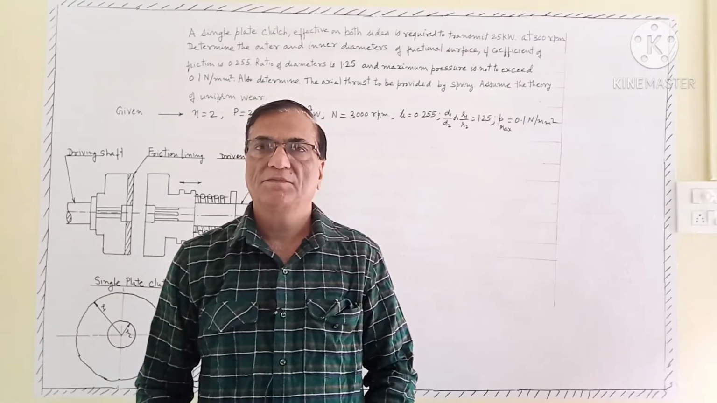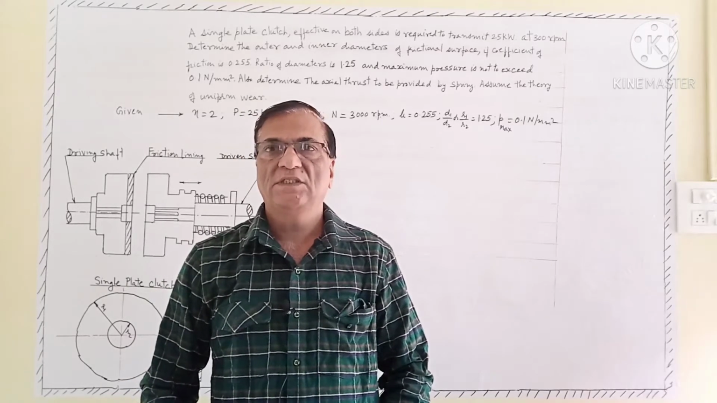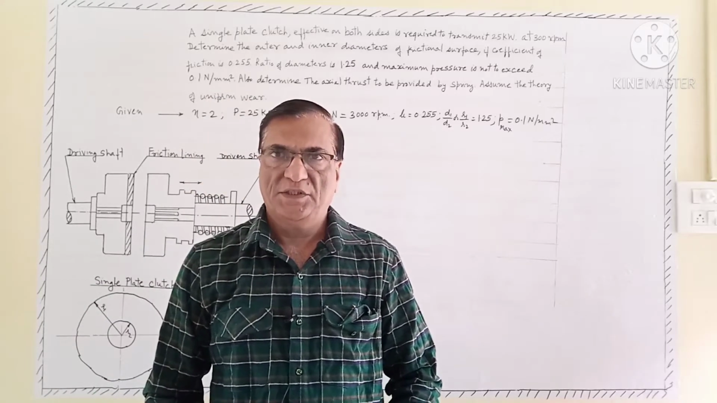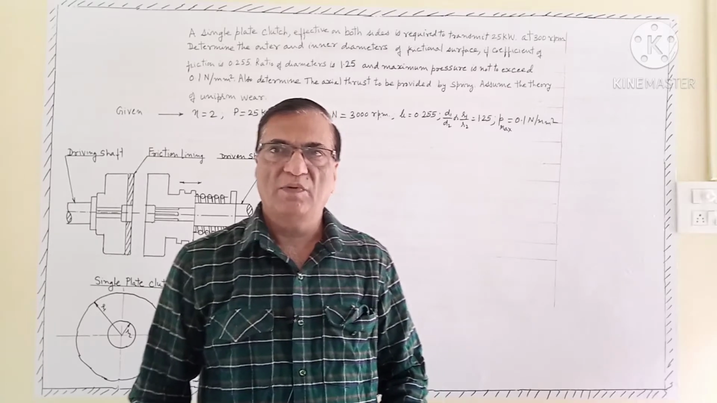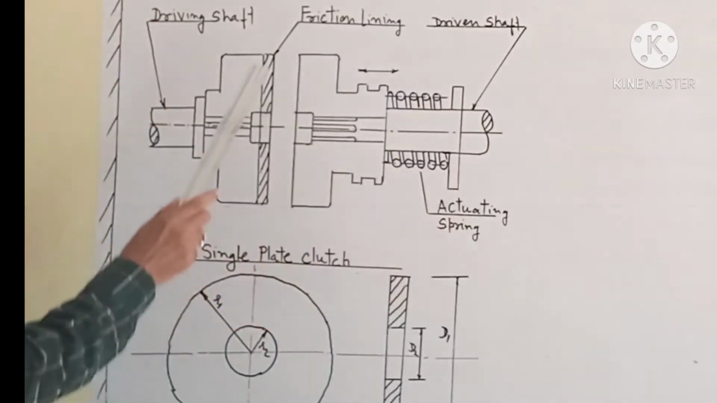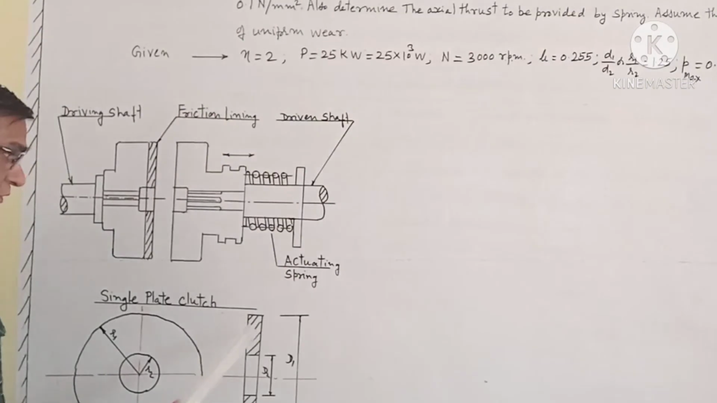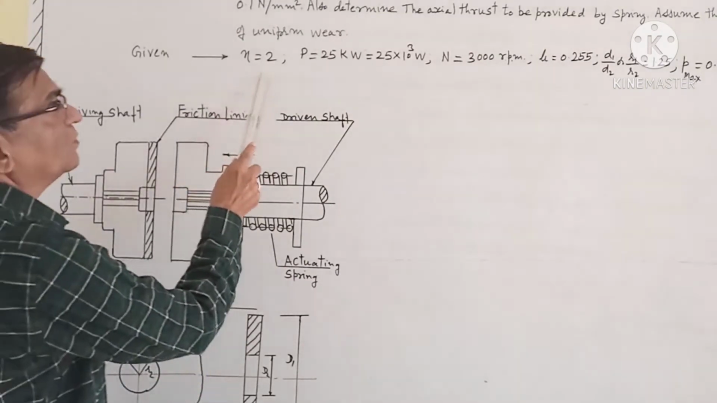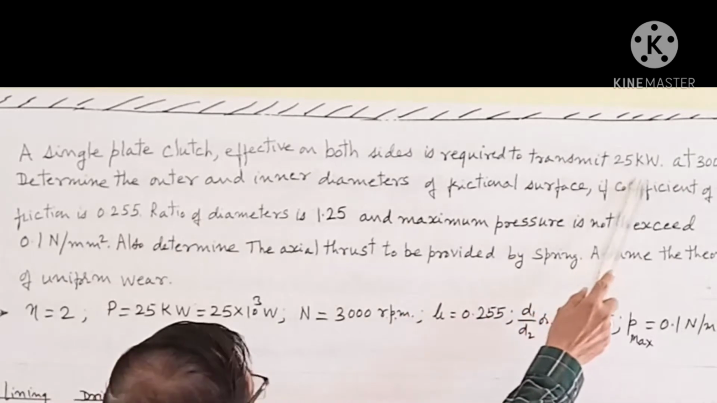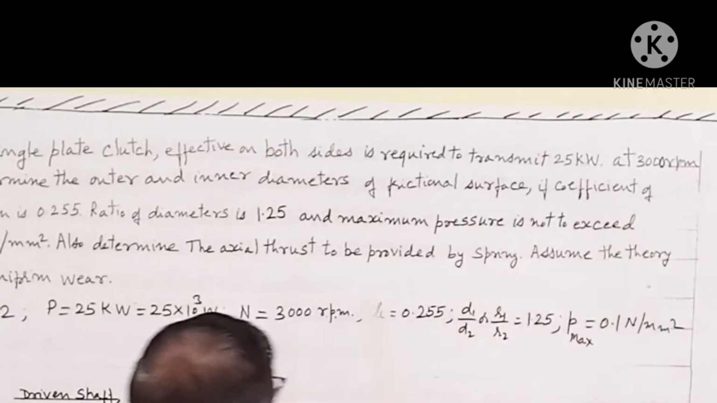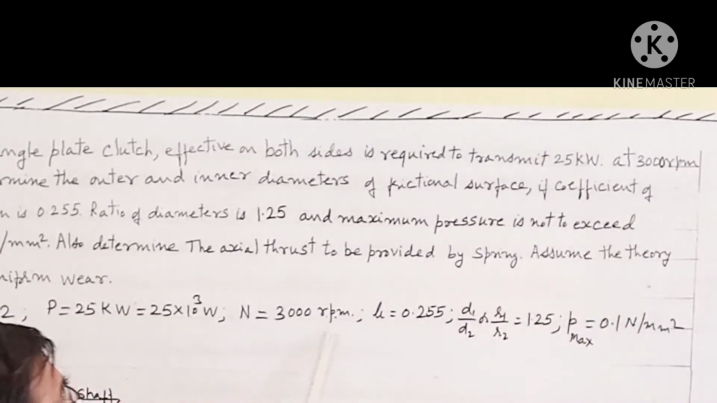Good morning friends. In this session we will study the numerical on single plate clutch. Let us have the problem. A single plate clutch, effective on both sides, means N is equal to 2, is required to transmit 25 kilowatt, means P is equal to 25 into 10 raised to 3 watt, at 3000 rpm, means N is equal to 3000 rpm.